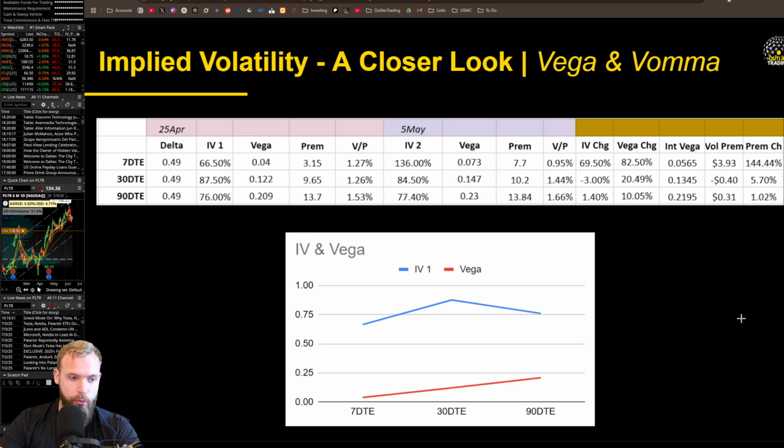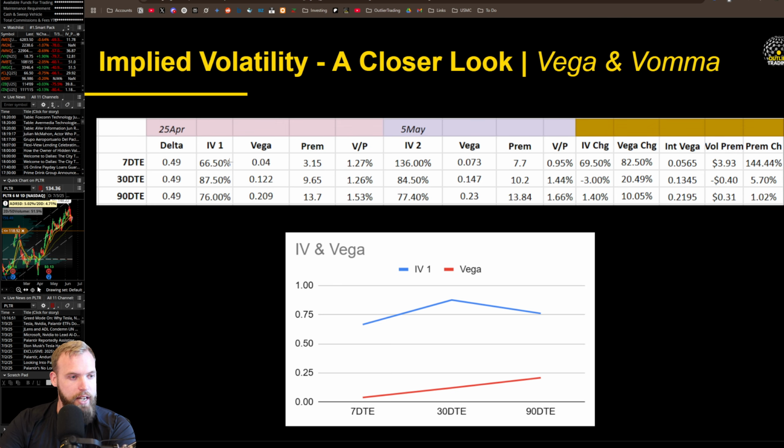And I want to give you an example of something like this. This is, again, just a simple example that I built. This is looking at a stock, I think it's Palantir, on 25 April versus 5 May, across different expirations. On 25 April, you can see the implied volatility, which I normalized for 49 delta, for these different expirations. Cool. You can see the Vega for these different expirations.